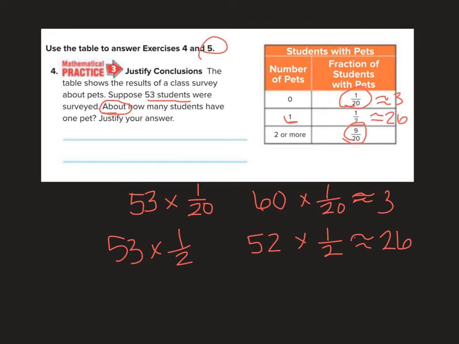Okay, and so what I'm going to do is I'm going to say, you know what? 9/20 is really close to 1/2. Do you guys see that? Half of 20, I'm looking at the denominator, that's the total number. Half of 20 is 10, and this is 9. So I'm going to be looking at this as 53 times 1/2 again. Okay, because that's so darn close to 1/2, and we're estimating, so about.